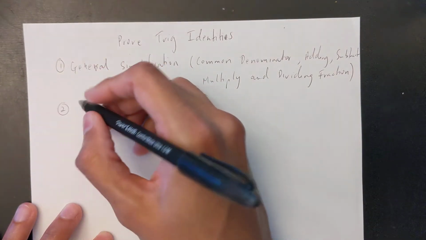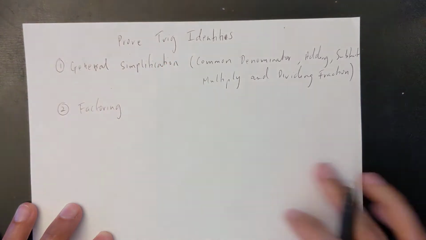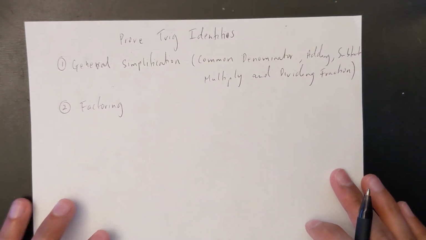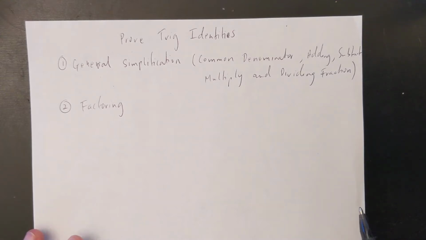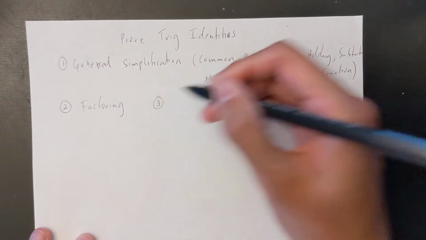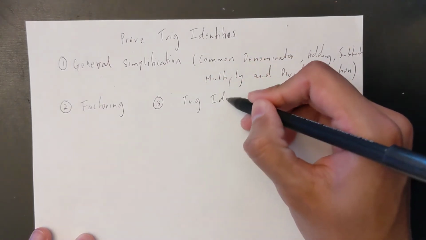Second thing you want to know how to do is factoring. So you want to make sure you know how to factor all types of trig equations, whether it's common factor, difference of squares, perfect square, regular trinomial, and things like that. And then the third thing you want to know how to do is you want to know all your trig identities and how to apply them.